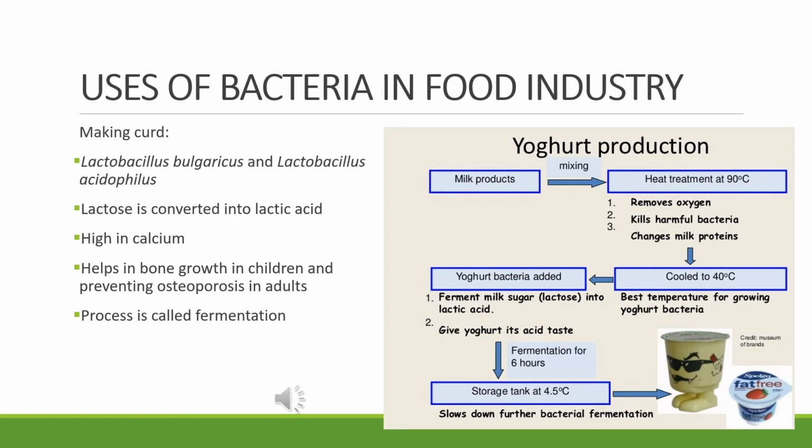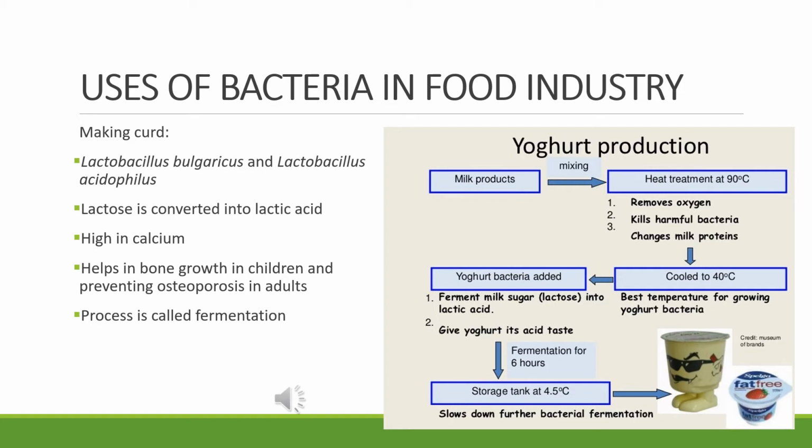The first step is that the milk products are heat treated at 90 degrees centigrade. What does this high temperature serve? This high temperature removes the oxygen from the milk products, kills the harmful bacteria and changes the milk protein, which is called casein.